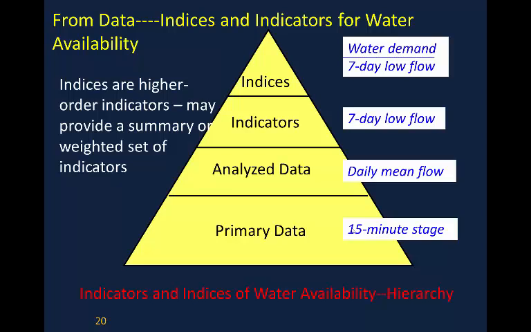The highest of the hierarchy is the index, which is basically taking an indicator and putting some sort of additional quantification in that, which would be, in this case, like water demand over the 7-day low flow, which would give you an indicator of the stress index on a particular stream or water body.